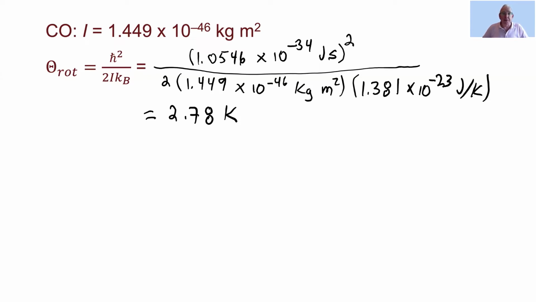If you look down the table that's in your textbook, you will find that the values for the rotational thetas tend to be between a couple and maybe 10 Kelvin, something on that order for most small molecules, okay? Then I do my Q, which is now we can do the easy form of that, which is just that it's T over theta.